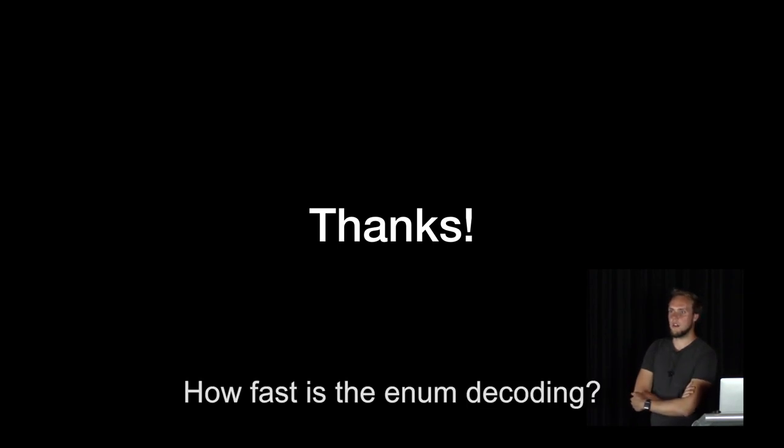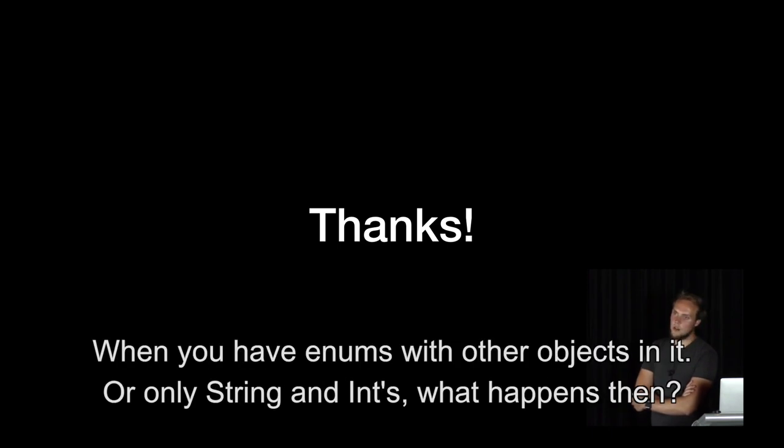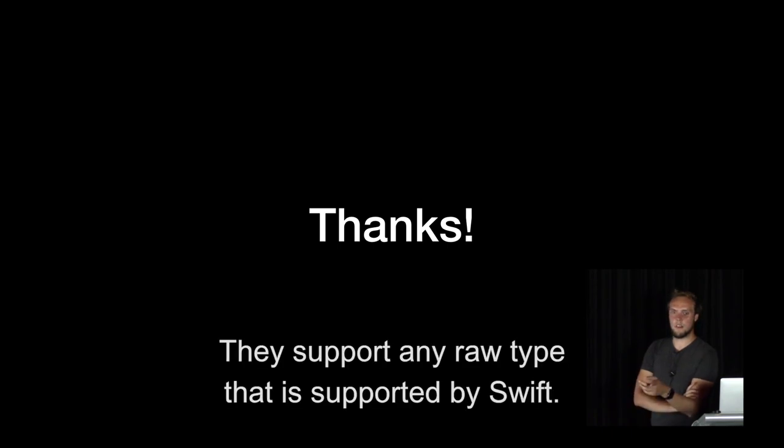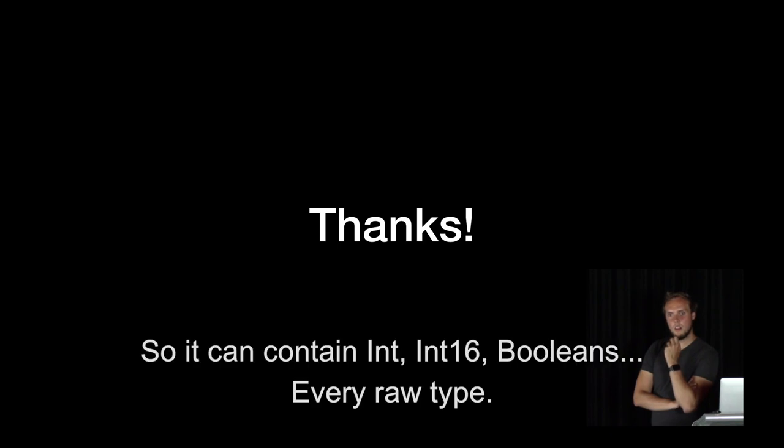How advanced is the enum decoding? Can you have an enum with other objects in it, or only strings and ints? What happens then? I'm not sure. I think it has to be pretty simple, but I'm not 100% sure on it. I haven't tried to do a lot of complex stuff. They support any raw type that's supported by Swift. So it can contain ints, Int16, booleans, every raw type. Okay. Cool. Well, there's the answer.